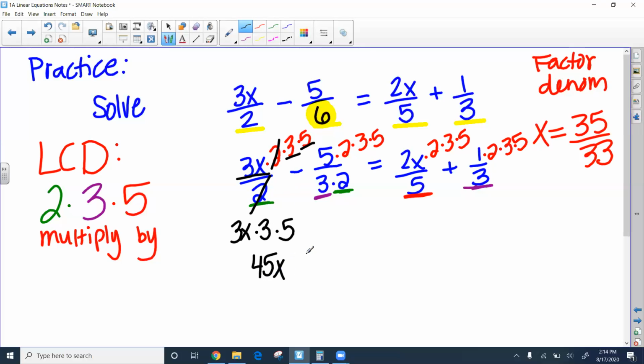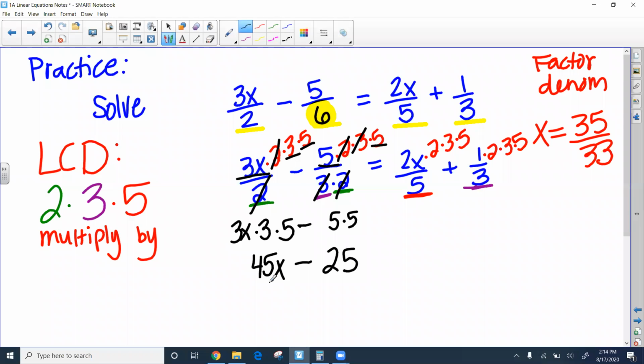Then I have my minus sign right here on this fraction. The 2 and the 3 both divide out. The 2 and 3 that I multiplied by divide out with the 2 and 3 in the denominator. And I'm left with 5 times 5, or in other words, that'd be 25.